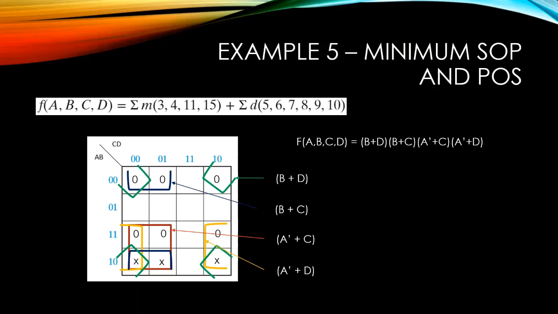Okay, so that's how we find the minimum SOP and POS if there is a don't care state.